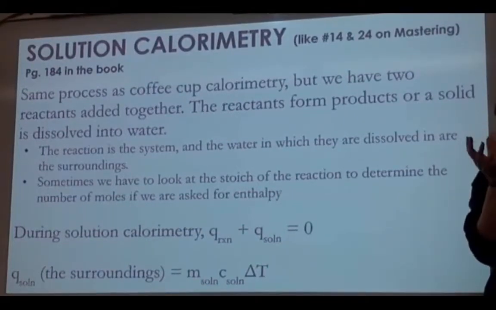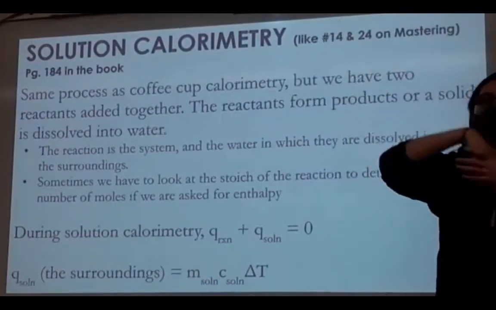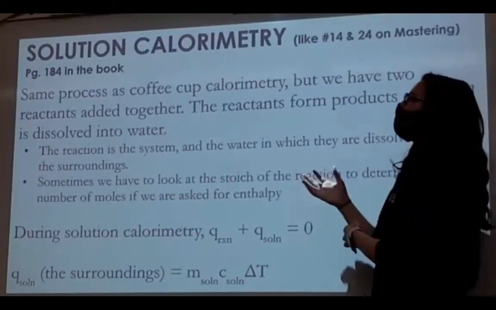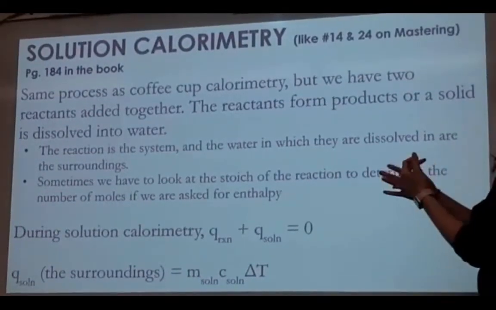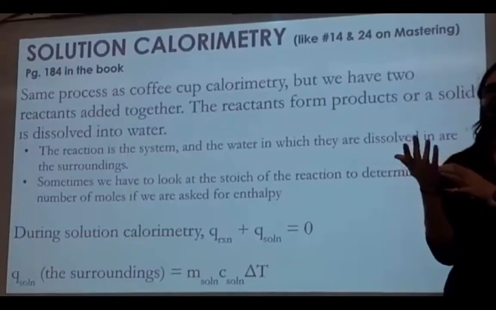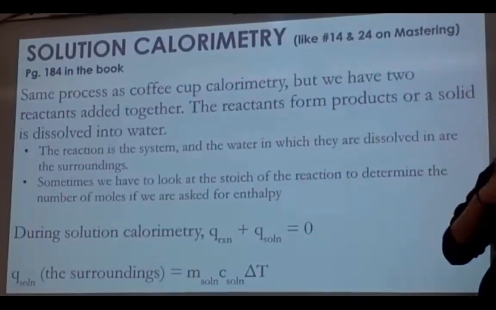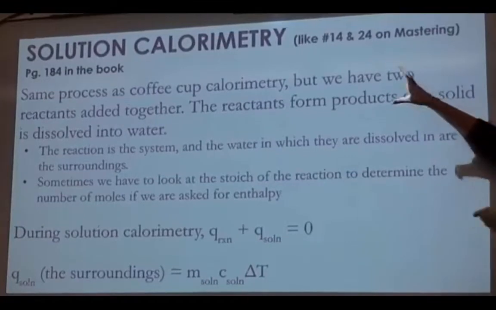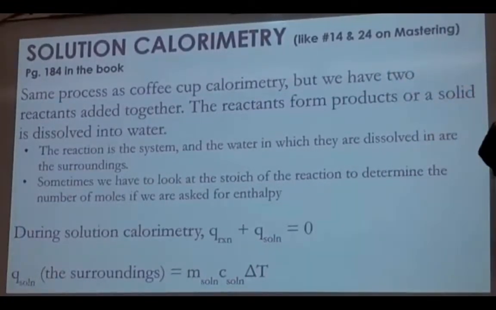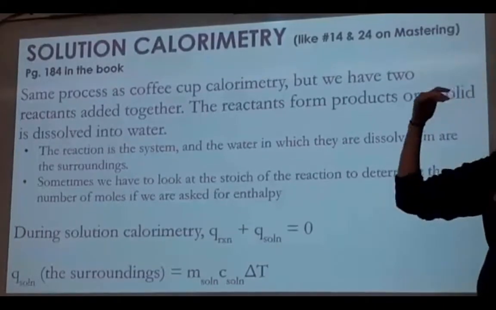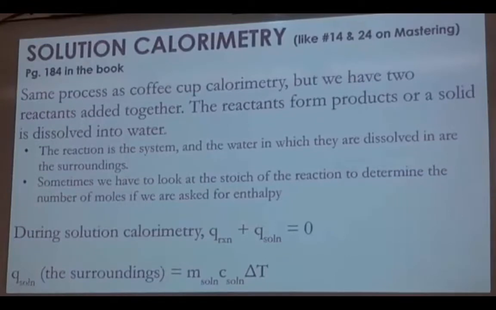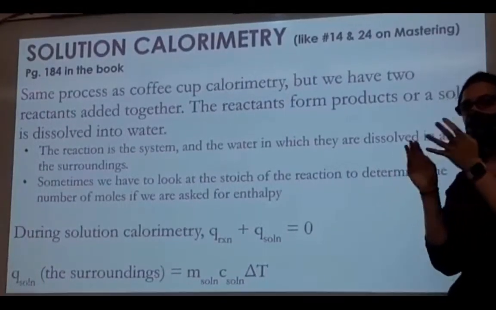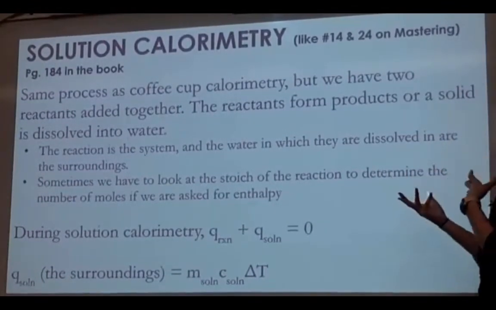So for the metal, we just poured hot metal into water. There's no reaction occurring. Solution calorimetry, we typically have a reaction occurring, and the reaction occurring is either reactants forming products, or a solid dissolving in water. So it's a little bit different in terms of our thought process. So instead of having Q metal and Q water, we're actually going to be focusing on the heat of the reaction and the heat of the solution. So those are our two labels that we'll have for Q.